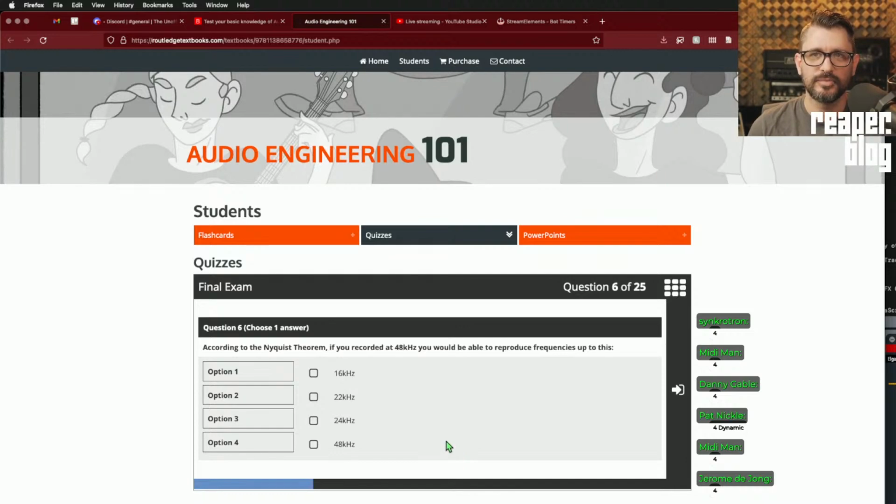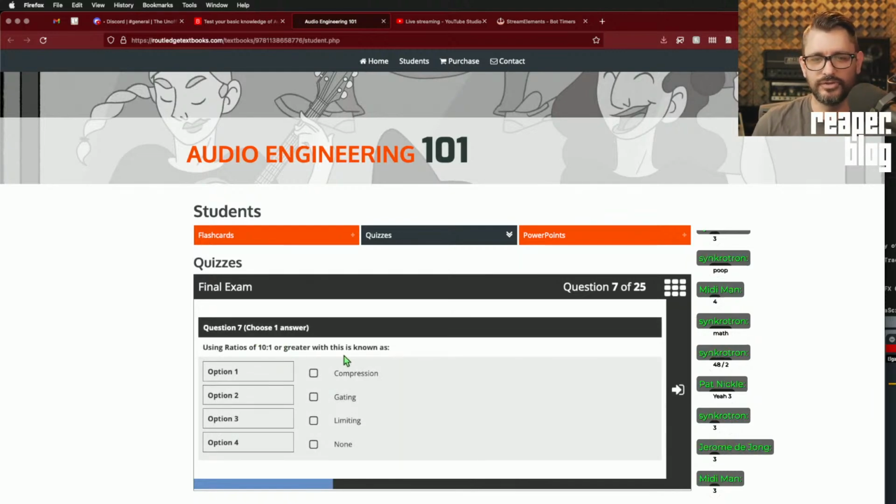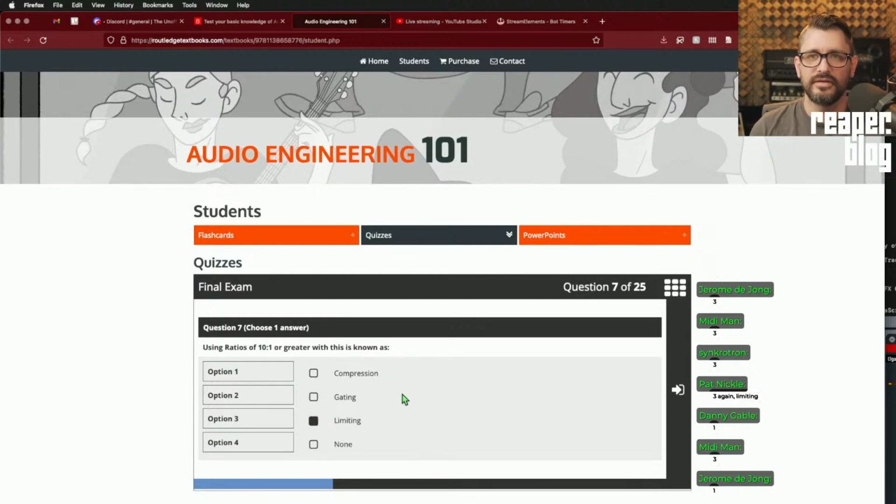All right, so it looks like we got some 3s and 2s. Final answer, guys. What's the final answer? 48 divided by 2, that's right. Number 3. Using ratios of 10 to 1 or greater with this is known as compression, gating, limiting, or none of these answers. If we're doing something with a ratio of 10 to 1, limiting. A compressor set to above 10 to 1 would be defined as a limiter.